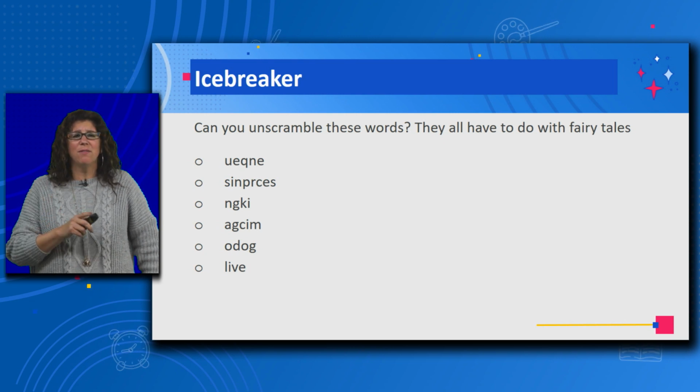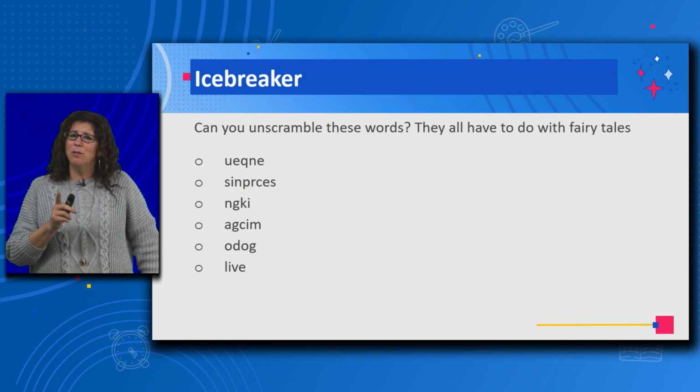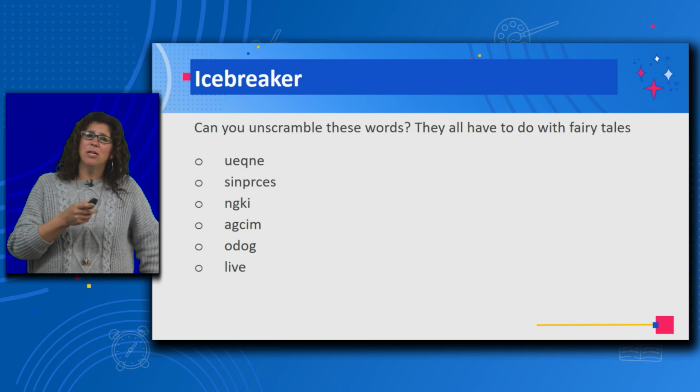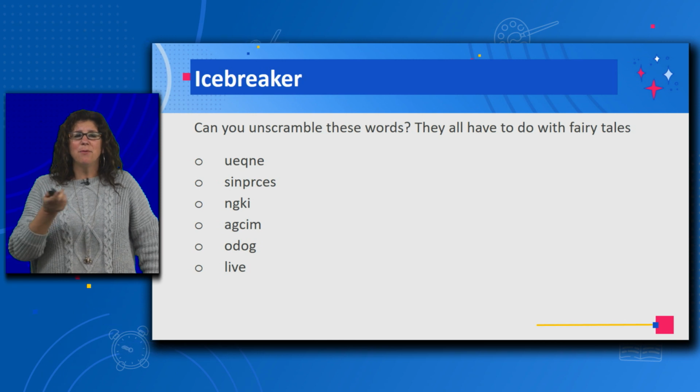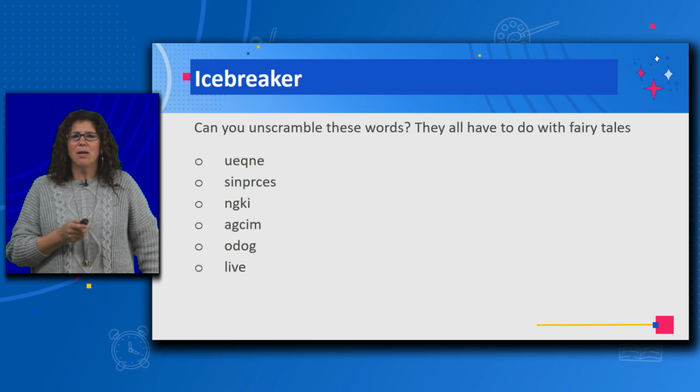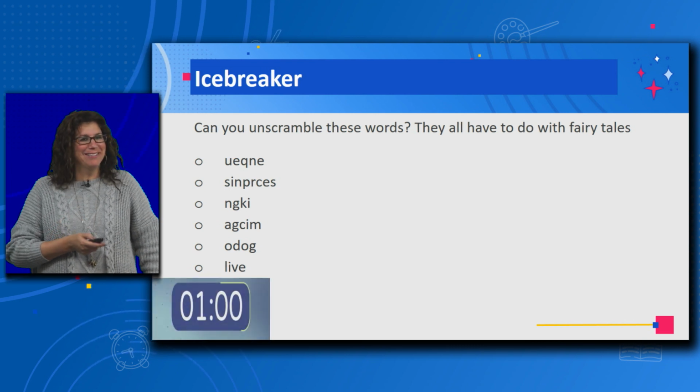In 4th and 5th grade, you learned about fairy tales. You learned about characters that appear in some stories. I'm going to give you 2 minutes. I want to see if you can unscramble these words. You ready? Go ahead.